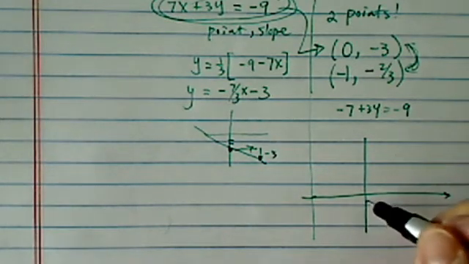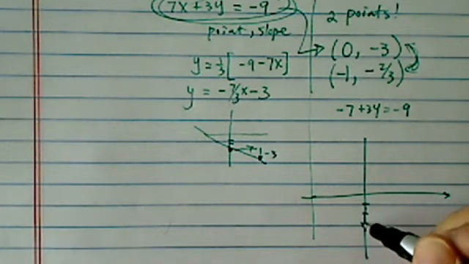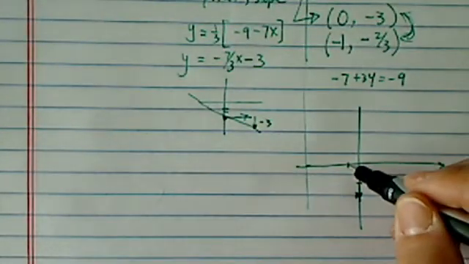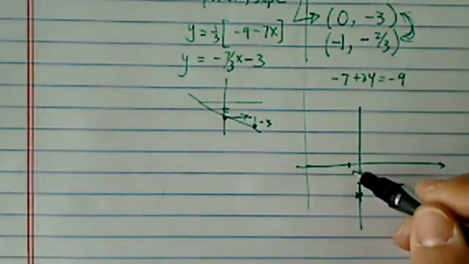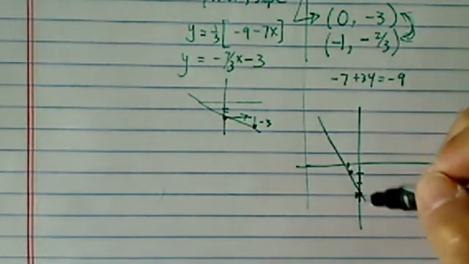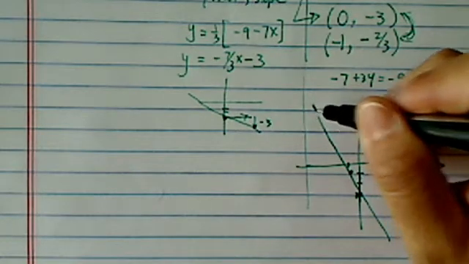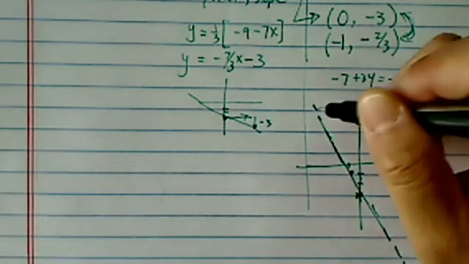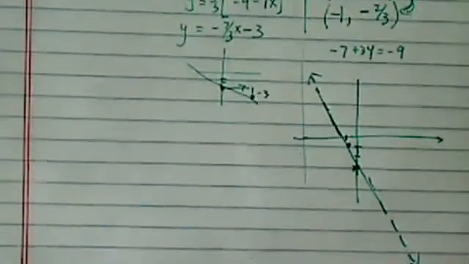Anyway, 0 and minus 3. Here's my first point. Okay, second point, x equal to minus 1, and y is equal to a little less than minus 1. So it's roughly over here. So we do have the same line here. Okay, now I should have a dotted line over here because there's no equal sign.